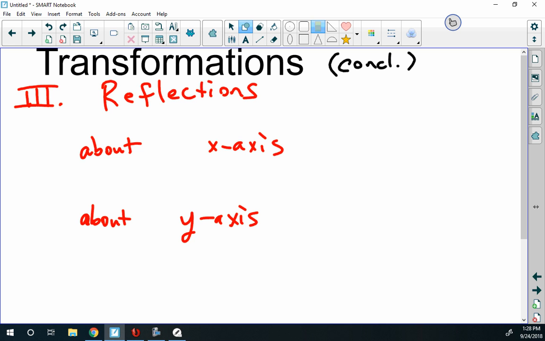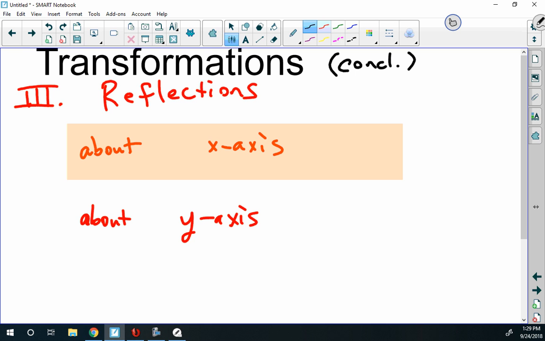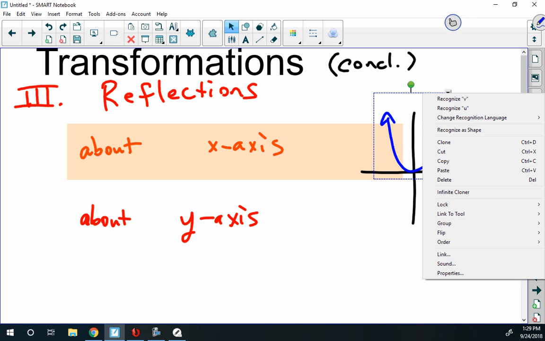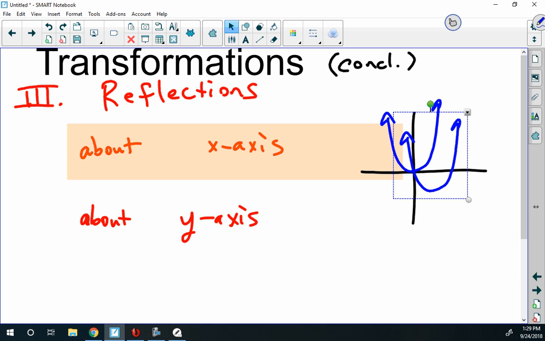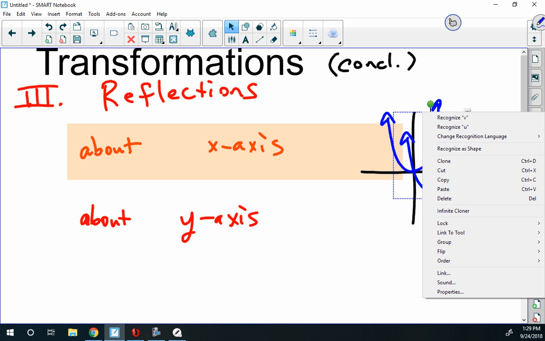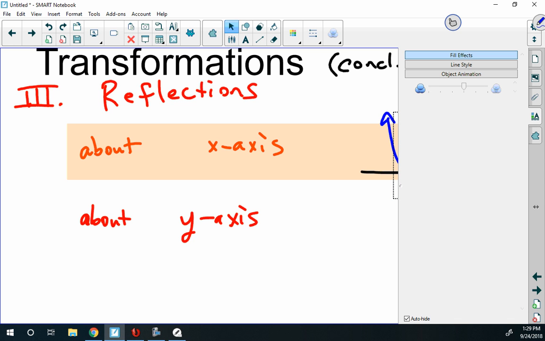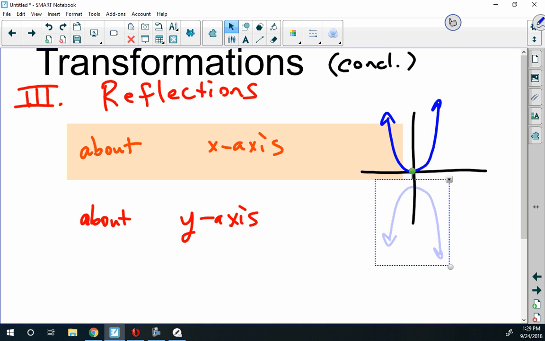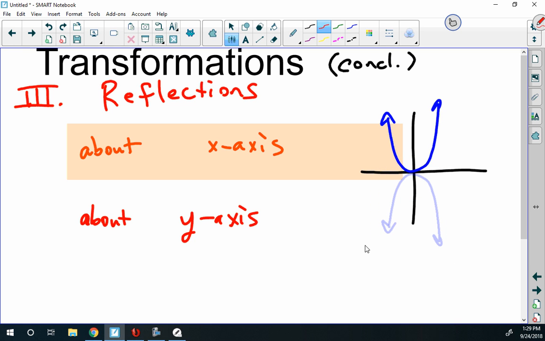Anybody think they know how to take something and essentially flip it? Let me just draw a picture. They say a picture is worth 1,000 words. Suppose we had this parabola that looks like this, and I wanted to flip it from up to down, and I want to make this one translucent. There we go. So how am I going to do that? What am I going to do to the function f of x if I wanted to flip it over? If I wanted to make all my y values negative?